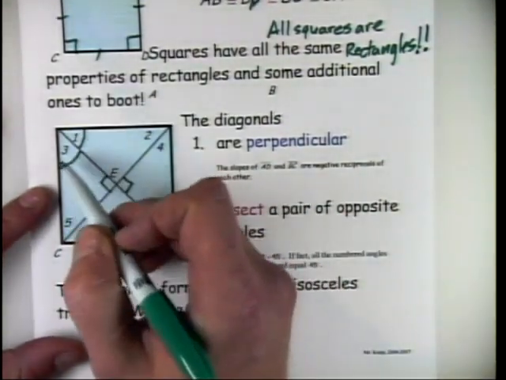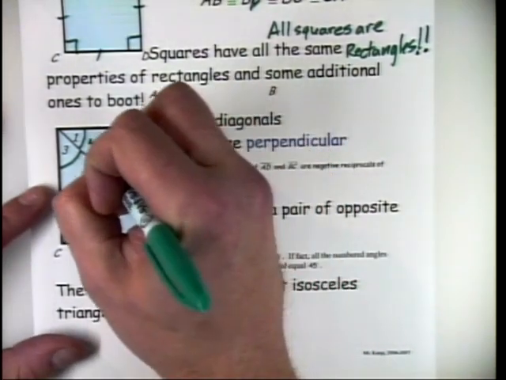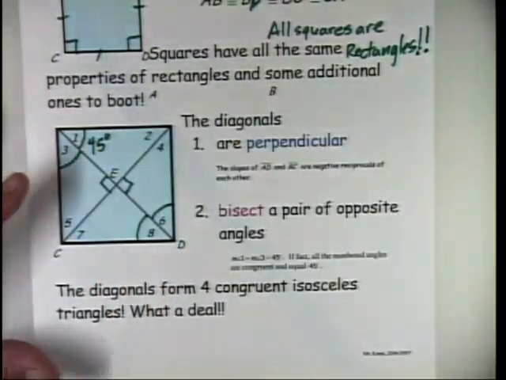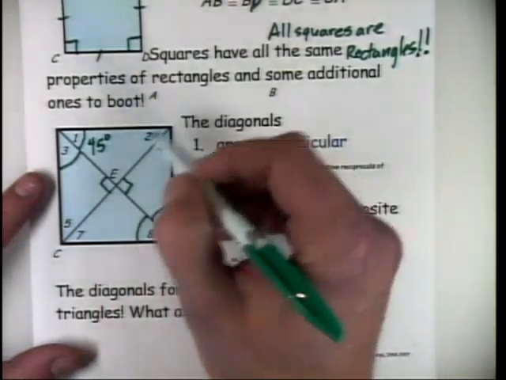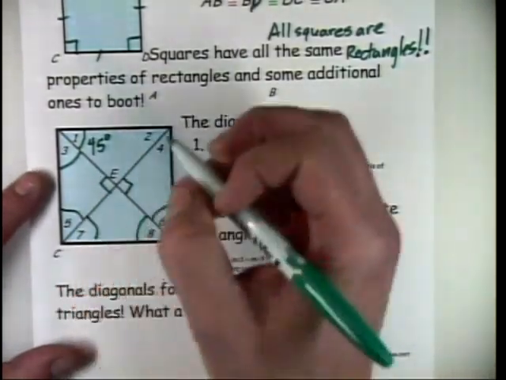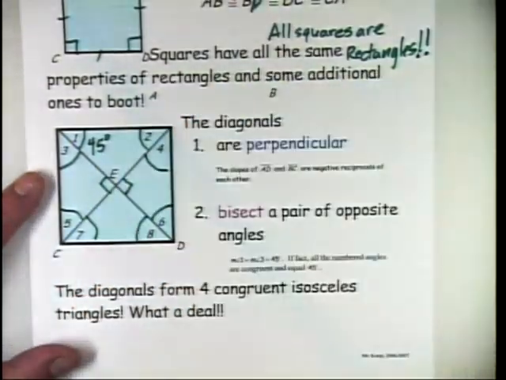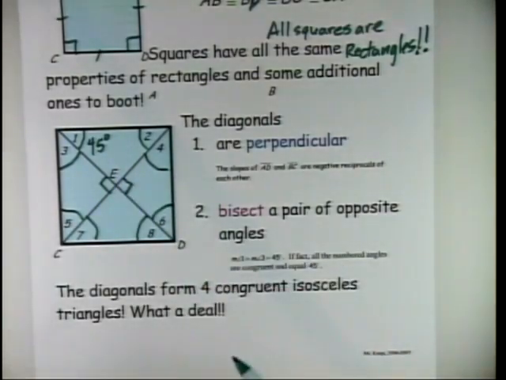And if it has to be 90 degrees, then half of 90 is 45. Well, that has to be true all the way around. Same thing on this side. So all of these angles right here in the square are congruent to each other, okay?